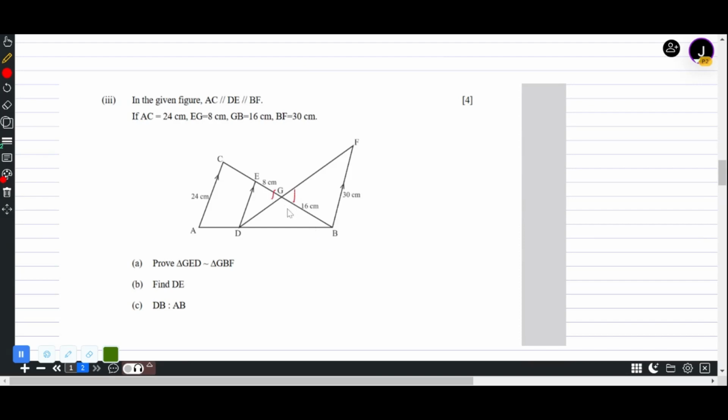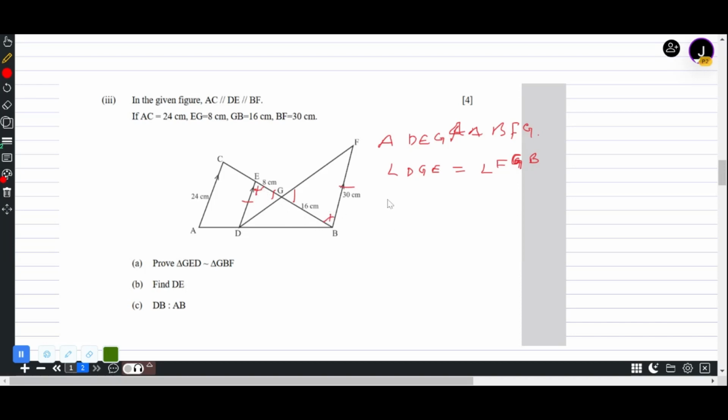In question A, we say, prove that GED is similar to GBF. Now we'll take these two triangles, GED and GBF. What do you see in GED and GBF? You see two vertically opposite angles, EGD and DGF. It's like a cross. In a cross, opposite angles are equal, vertically opposite. So angle EGD is equal to angle FGB, and DE is parallel to BF. That means the transversal line DF is cutting two parallel lines DE and BF.